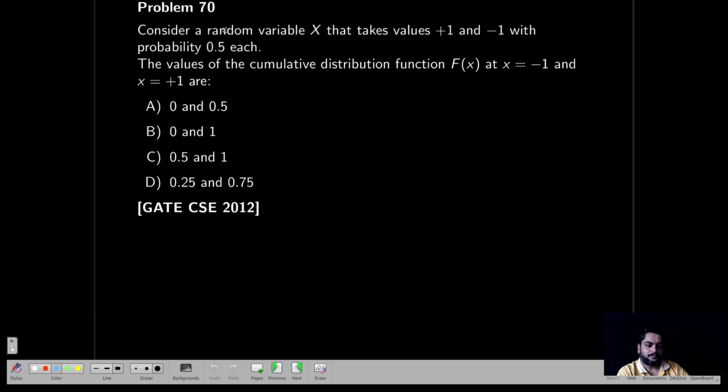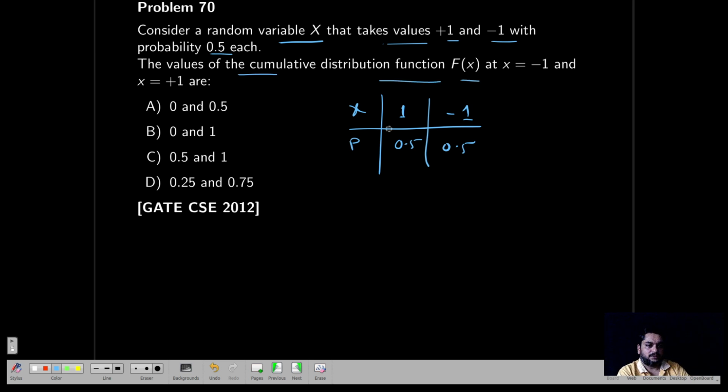Next. Consider a random variable x that takes the value plus 1 and minus 1 with probability 0.5 each. So they are saying x is 1 or minus 1, and the probability f of x is given as 0.5, 0.5. The values of the cumulative distribution F of x at x equal to minus 1 and x equal to plus 1 are? So F of x equal to F of minus 1.